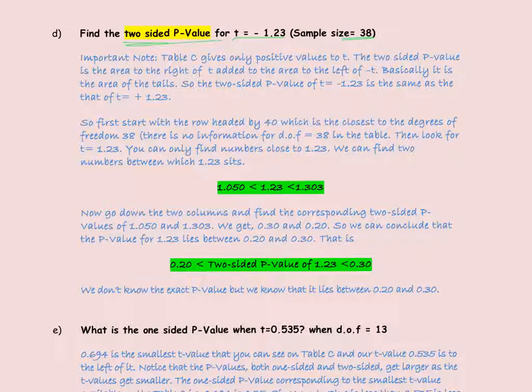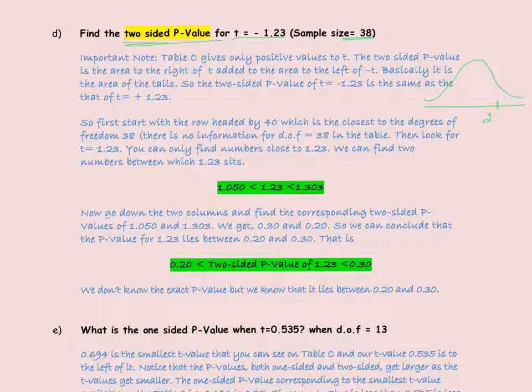So another thing that you'll notice if you have the table in front of you, which you should when you're watching this video, is that table C has only positive values of t. But because of the symmetry of the curve, this is what a t distribution looks like, and it only gives the p-values for positive numbers.